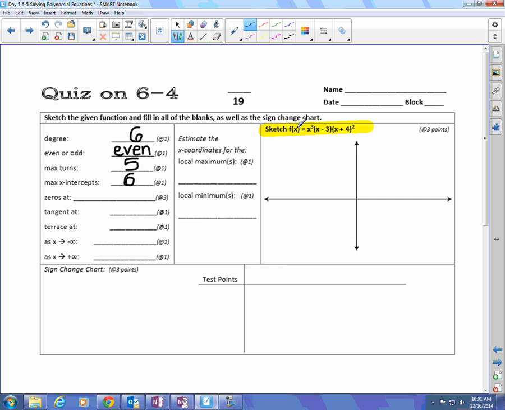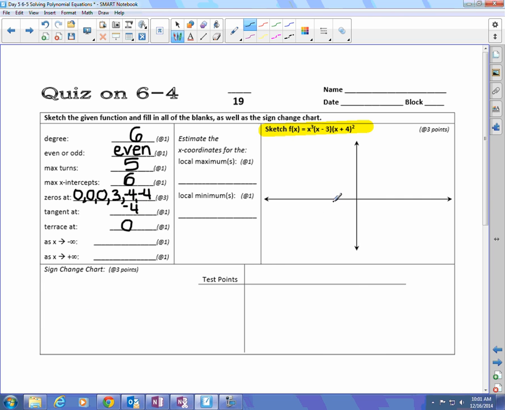And let's talk about the zeros. If you have x cubed, there's going to be 3 zeros at 0, because it's a terrace, because it's repetitive 3 times. x minus 3 gives us a zero at 3. And then (x plus 4) squared gives us 2 zeros. It's a double root at negative 4, which is why there is a tangent at negative 4.